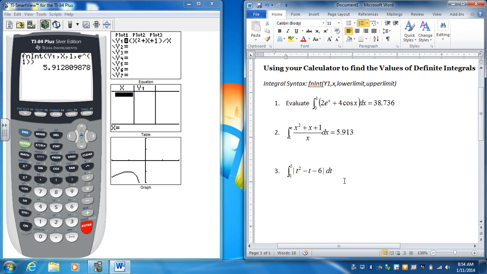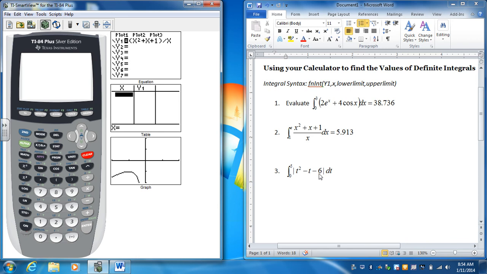Alright, the last one I'll go over is how to integrate an absolute value. It's the same process, only I'm going to input my y1 as t squared minus t minus 6, and then I'll show you how you can stick in an absolute value. So in this example it's t squared, but I'm just going to change them back to x's, so x squared minus x minus 6. And then from the home screen again, I'm going to integrate, so math and then 9.